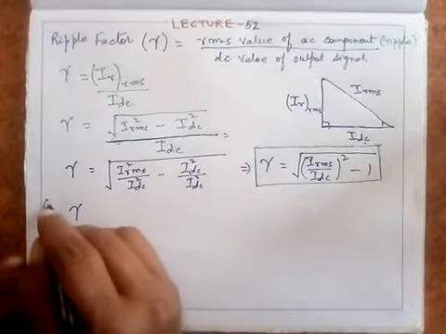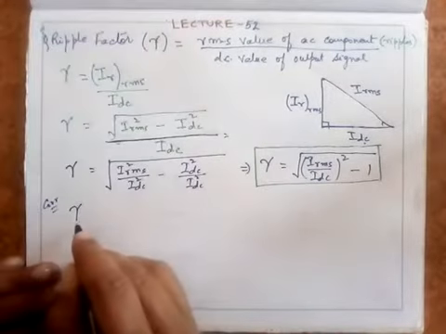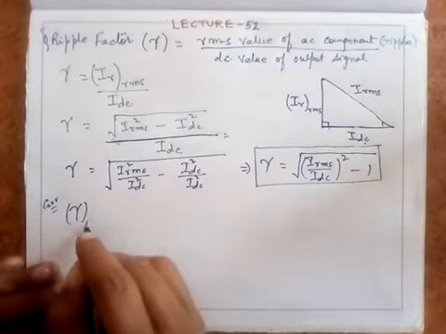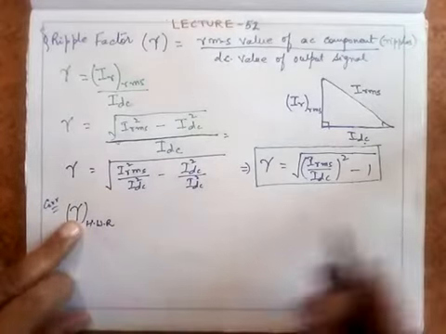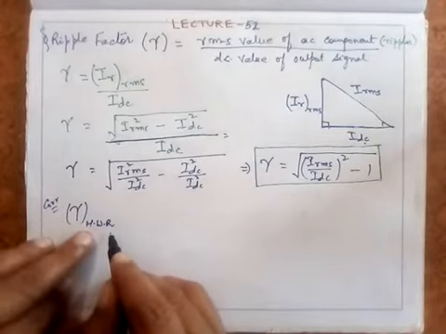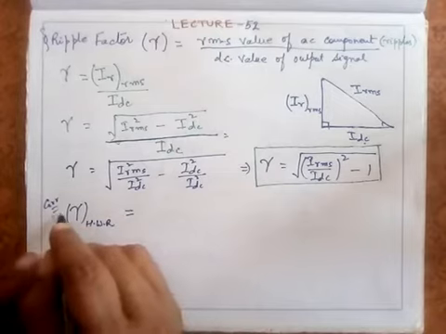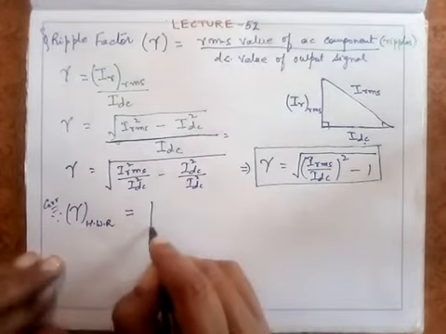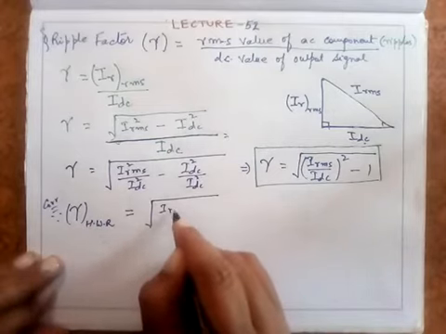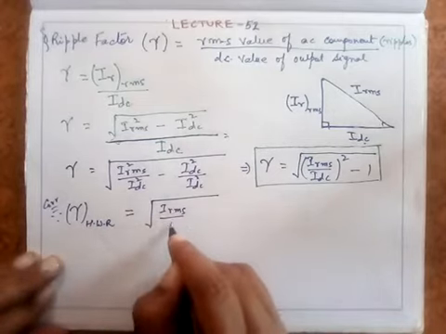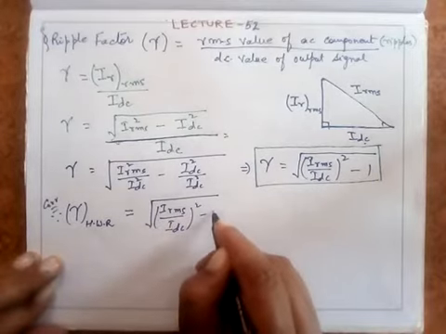So let's find out the ripple factor gamma. This is the main article, ripple factor, and now I find the ripple factor of a half wave rectifier. I'm not writing the heading properly. Gamma means the ripple factor of a half wave rectifier. Since the ripple factor in general, as we have just derived, is equal to under root of IRMS upon IDC whole square minus 1.